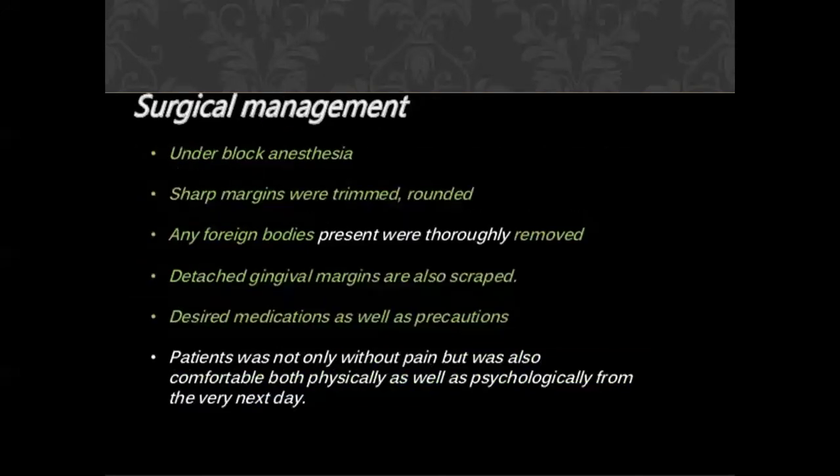Coming to the surgical management, which includes, under anesthesia, all the sharp margins being trimmed and rounded. If any foreign bodies are present in the extracted socket, as I told, root fragments and remnants of broken roots or bone are also contributing factors, since they interfere with healing. If they are present, they have to be removed completely. Detached gingival margins are also scraped. The desired medications as well as the precautions should be given to the patients.